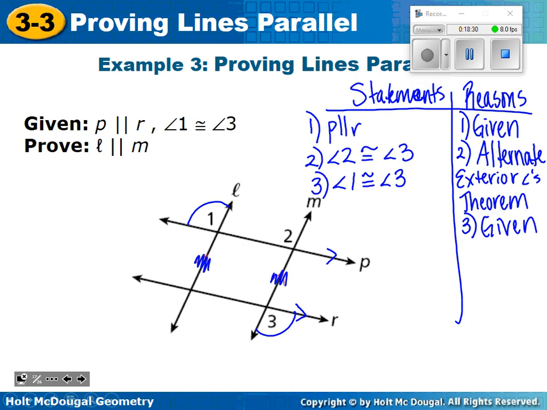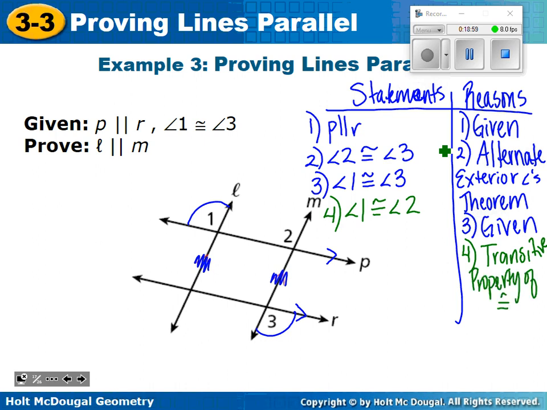2's congruent to 3, 1's congruent to 3. What can we say based off that information? 1's congruent to 2, good. So angle 1 is congruent to angle 2. Why? What did we use to get that? Careful, transitive property of? Congruence, because our symbol is a congruent symbol. Good, Weston. So transitive property of congruence.